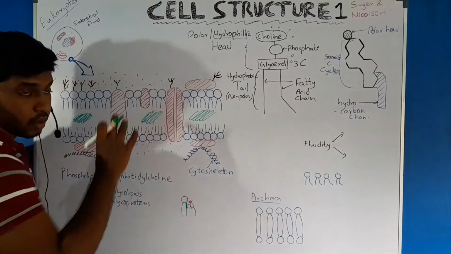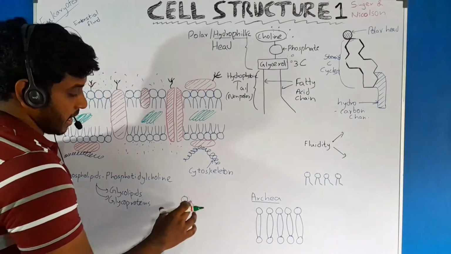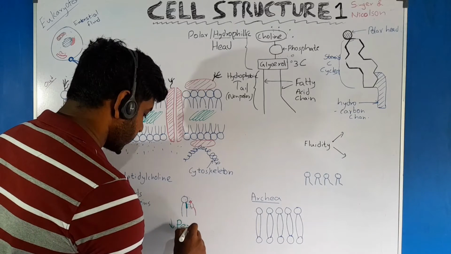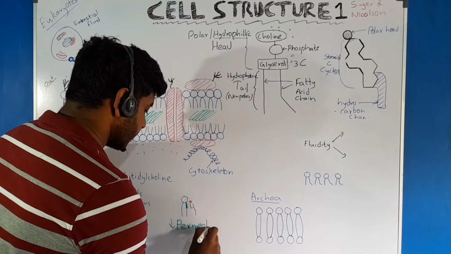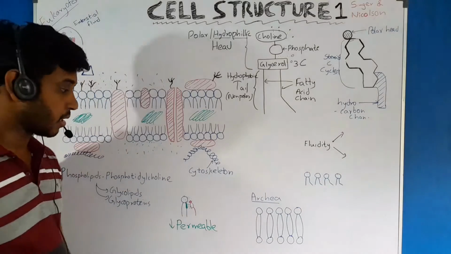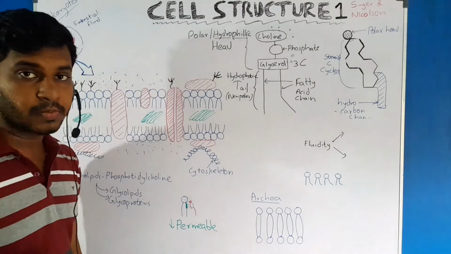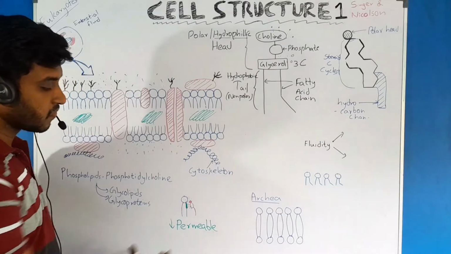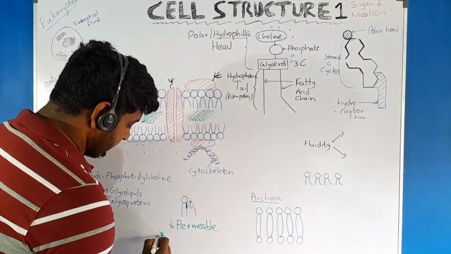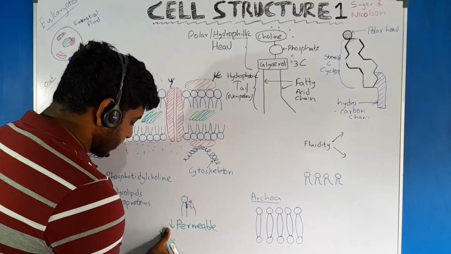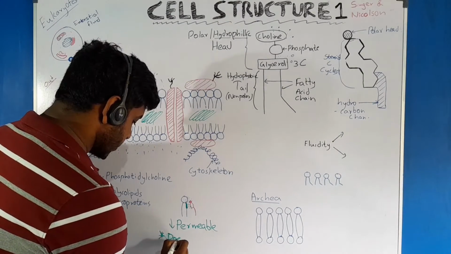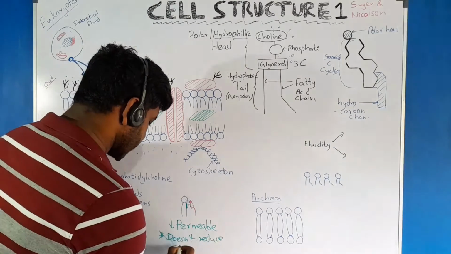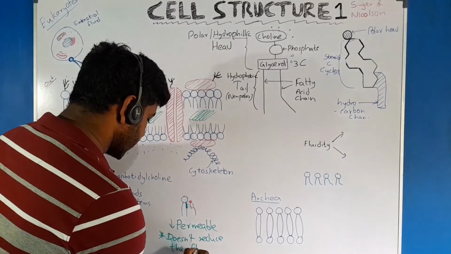So when there is cholesterol in the plasma membrane, the plasma membrane becomes less permeable. Now you can understand cholesterol can reduce the permeability of the plasma membrane. But the special feature of cholesterol is it doesn't reduce the fluidity.